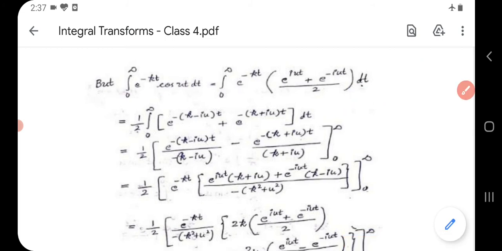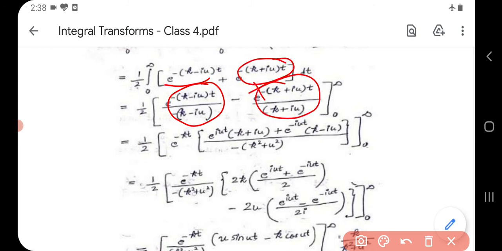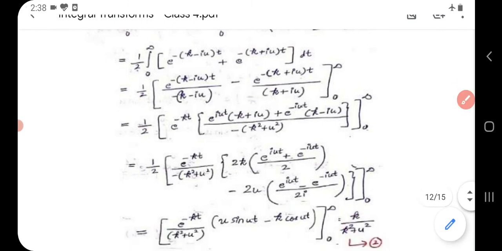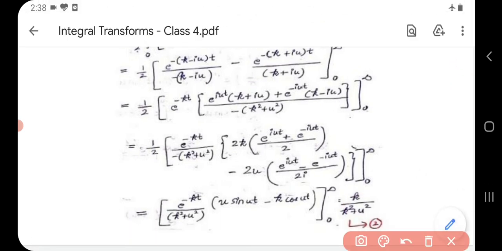Then what is the next step? You apply integration first to this one, and then apply integration to this one, that will be this one. Now 1 by 2 is common. What is this denominator? It will be k square plus u square, with a minus sign outside. Now how did you get the numerator? You just expand this one.